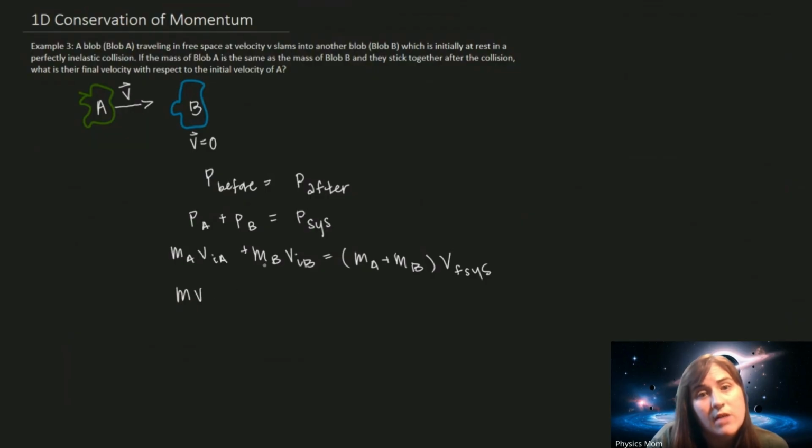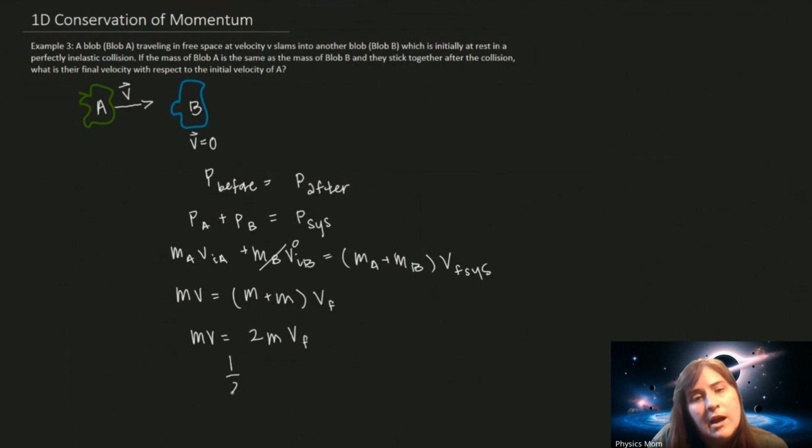We know B is not traveling: anything times 0 is just 0. Then the mass of A, that's going to be m. Mass of B, that's also going to be m. They're just the same. We can call them whatever we want. And then this is going to be V final of the system. That's what we're looking for. This is just going to be mV equals 2m V final. If I divide, I get that 1/2 the velocity is the final velocity.